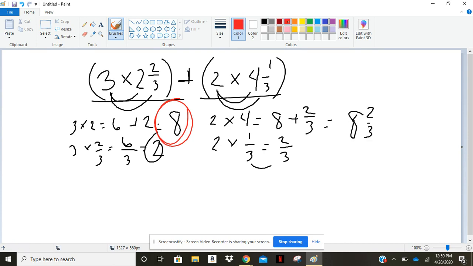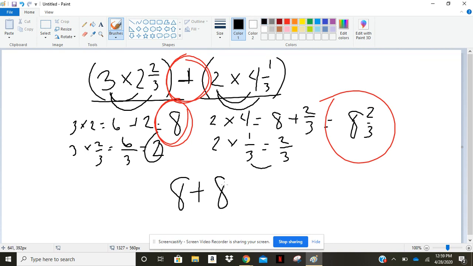So just like I did on the other side, I'm going to keep that. And then I notice I am adding those two together. So I'm going to take 8 plus 8 and 2/3, and you just add the whole number. So 8 plus 8 is 16, and you move that fraction over for 16 and 2/3.